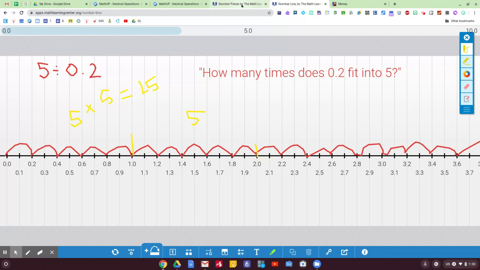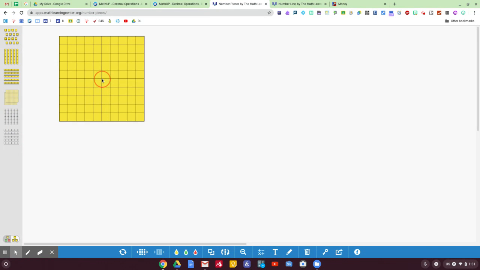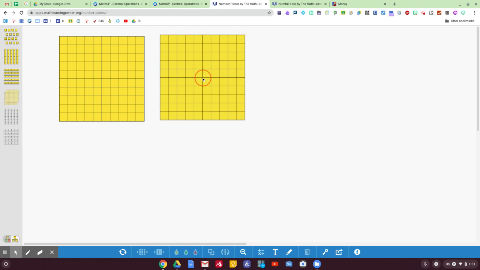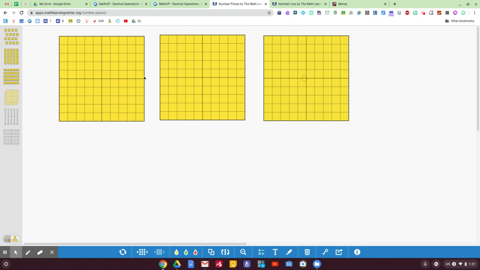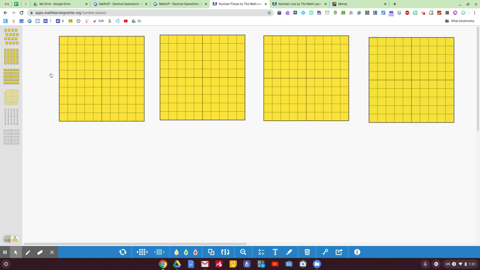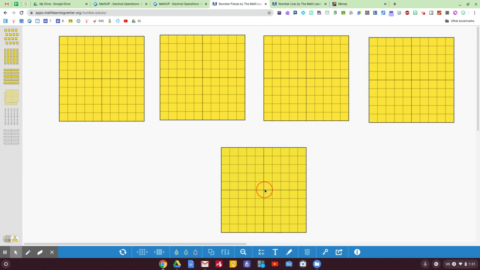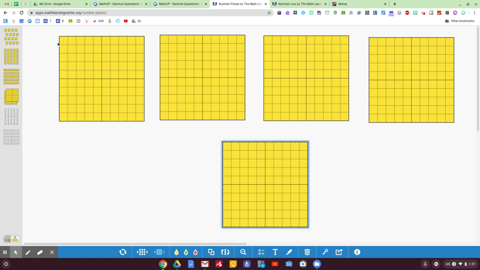You can also show this with base 10s. We can use base 10s to show decimal numbers as well. So I'm going to lay out 5 wholes here. Instead of this representing 100, I'm going to have it represent 1 whole, which would mean that each little square on the grid is 1/100, or 0.01.